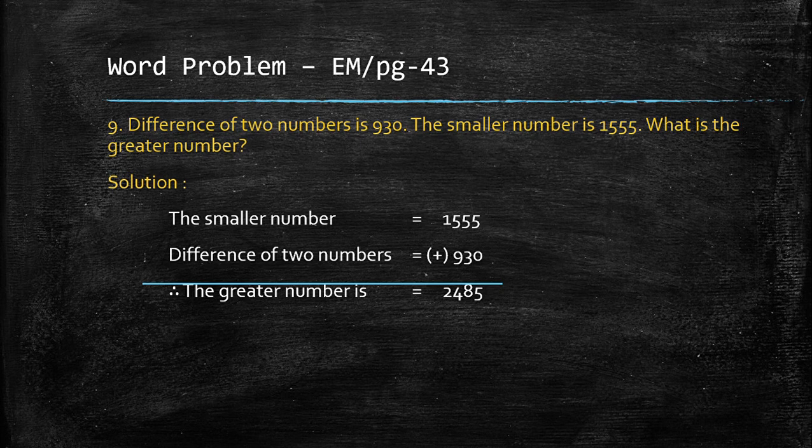So now we have to write down the answer, and like this way we can write it down. So the answer is, the greater number is 2485. Okay, do you understand? Okay, let's go for our next problem.